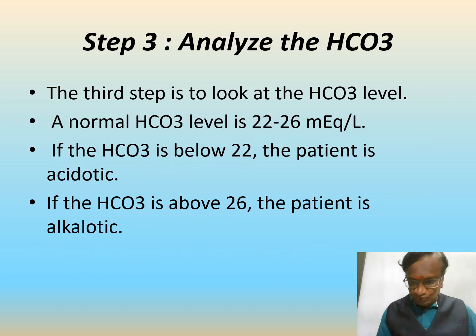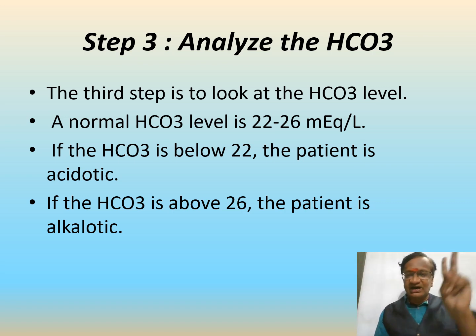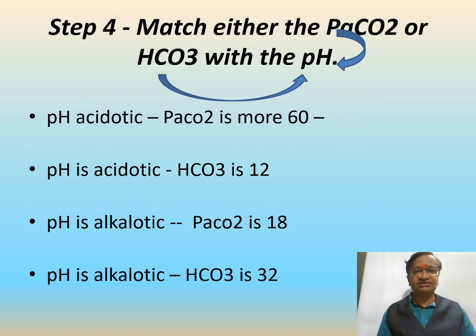Now we know the first 2 steps. It is acidemia, alkalemia, normal pH, neutral pH. The second thing is whether it's a respiratory acidosis or a metabolic acidosis. Then you look at the bicarb. If it is below normal, it is acidotic. If it is above, it is alkalotic.